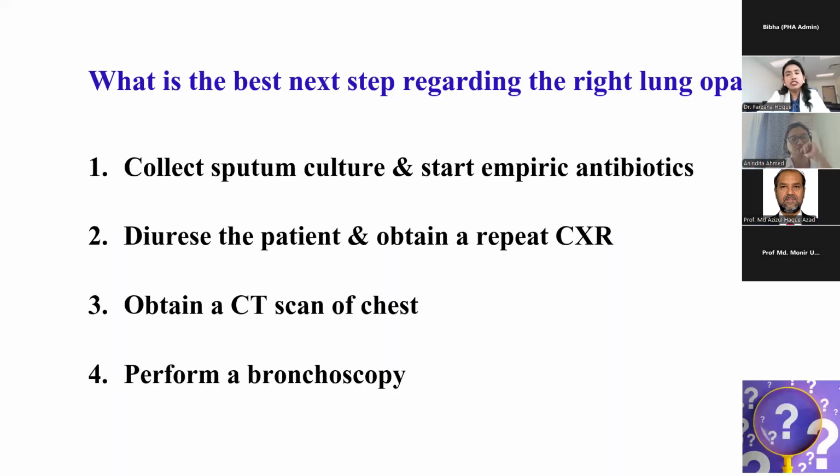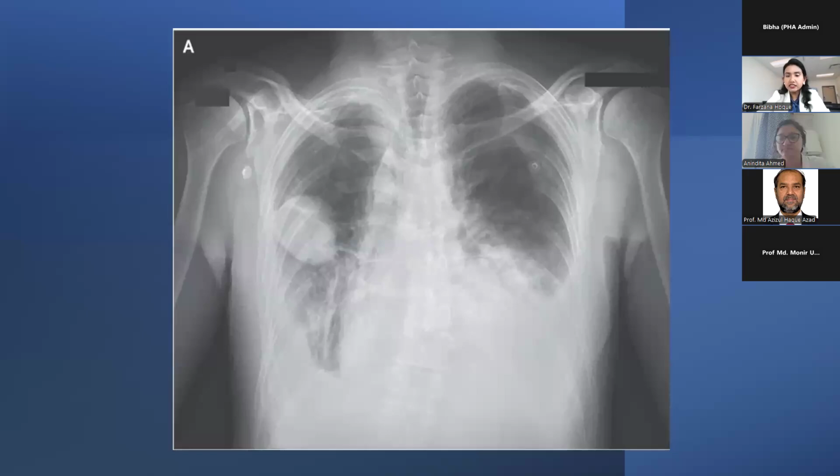So now the question is, what is the next best step regarding this right lung opacity? First, should we collect a sputum culture and start empiric antibiotics? Second, diagnose this patient and obtain a repeat chest X-ray. Third, should we obtain a CAT scan of the chest? Or fourth, perform a bronchoscopy? So again, for your convenience, here is the chest X-ray, which is showing the right lung opacity.